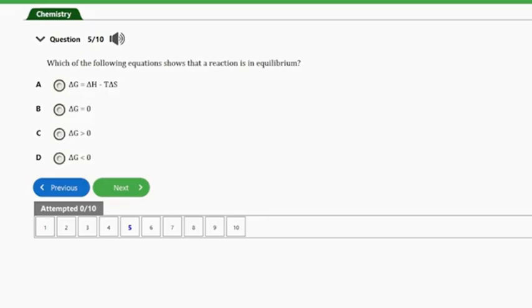So guys, the answer to this question is option B. That's delta G is equal to 0. A reaction in equilibrium has a Gibbs free energy that is equal to 0.